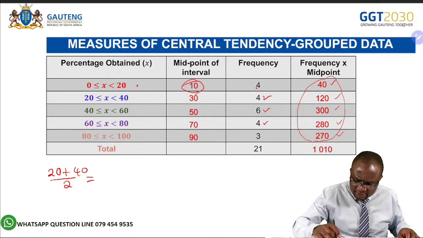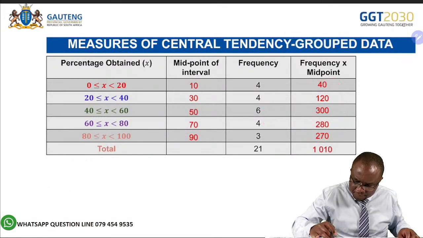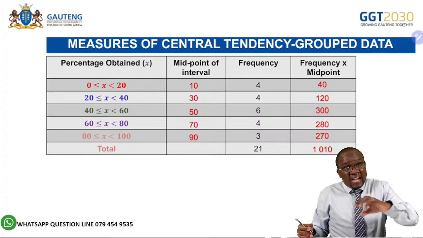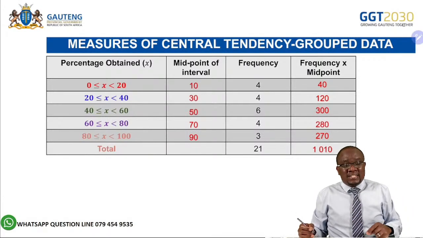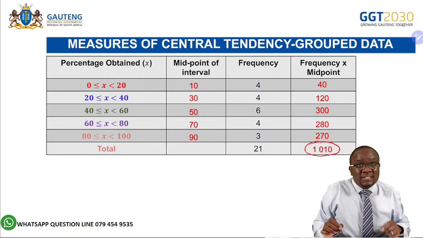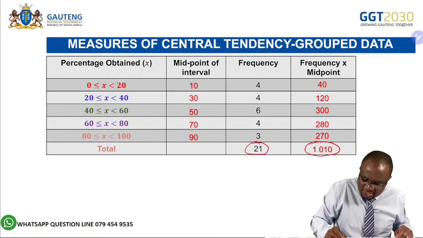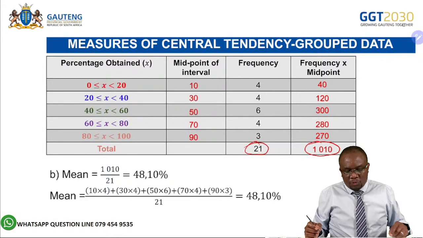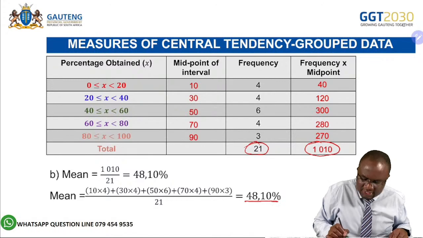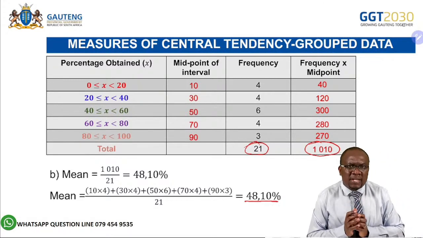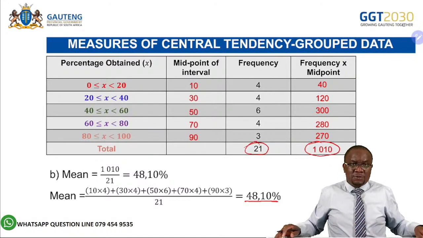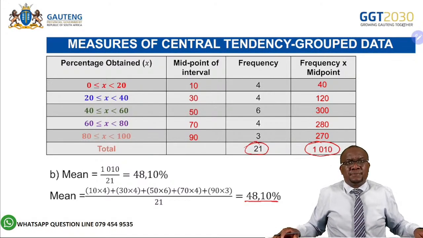Let me erase this. It's going to disturb me. Okay, right. How do we find the mean? We divide the sum of the data items, which is this, by the number of data items, which is 21. And then what do we get? We get our mean, which is 48,10. That's how we estimate the mean. Can I give you just one minute to make short notes?